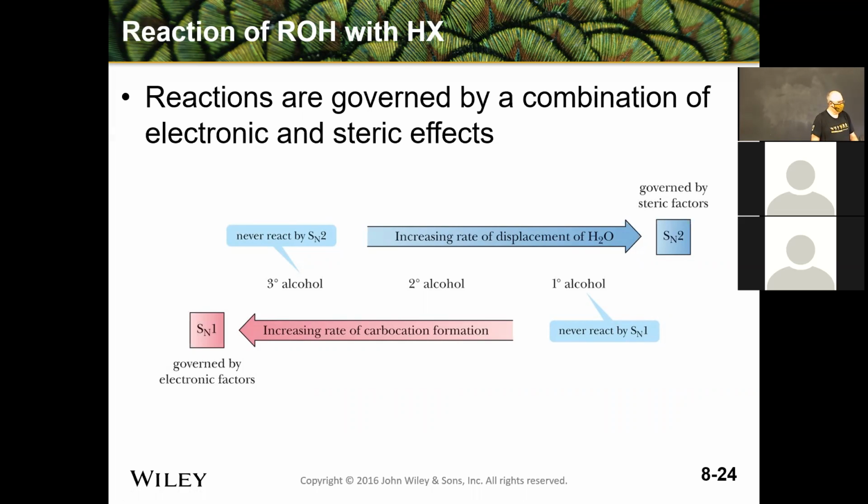Reactions are governed by a combination of electronic and steric effects. This is a review of our previous chapter. Tertiary alcohols are never going to react by SN2. They're too crowded for the nucleophile to come in. The primary alcohols will never react by SN1. SN2 is governed by steric factors, and SN1 is governed more by electronic factors, namely the stability of the carbocation.